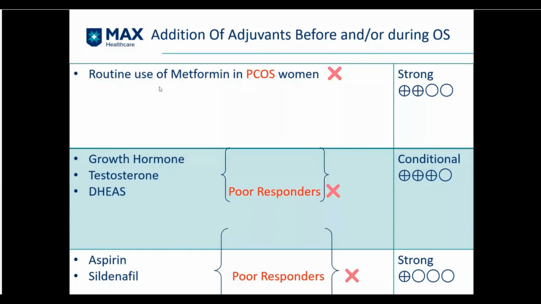So are we really justified to give metformin? We really need to relook at our protocols. Then the addition of growth hormones, testosterone, DHEAs, especially in the poor responders, is not recommended. Again, it's a conditional evidence. And similarly, aspirin and sildenafil in poor responders are not to be given. But yes, this is a very strong evidence.